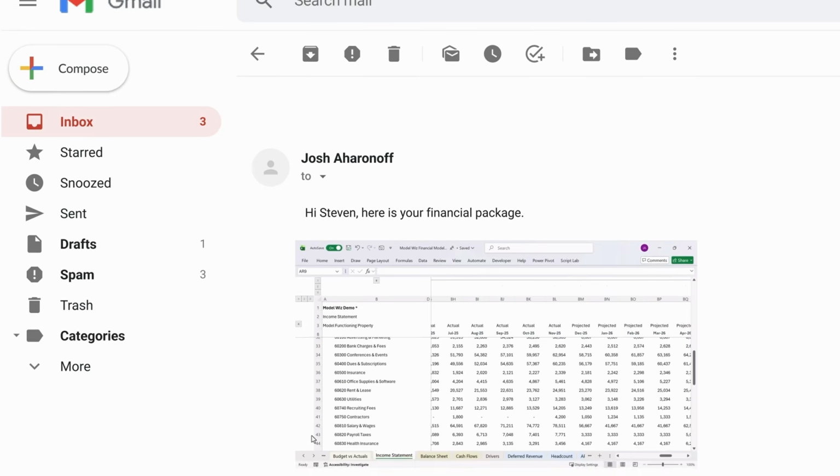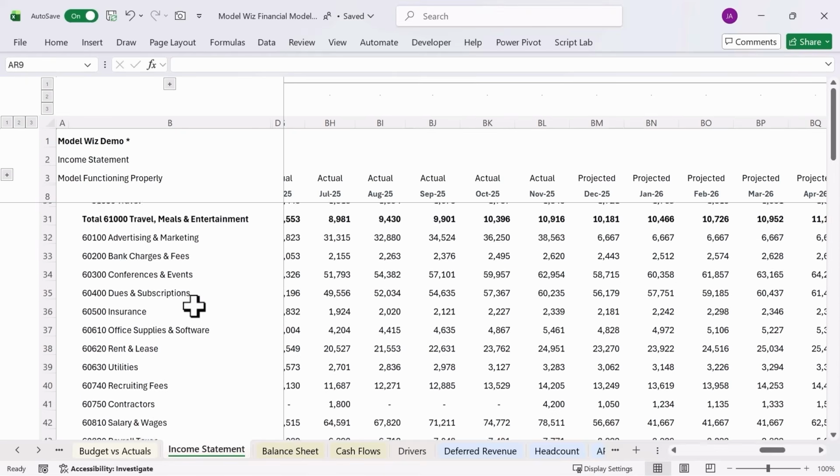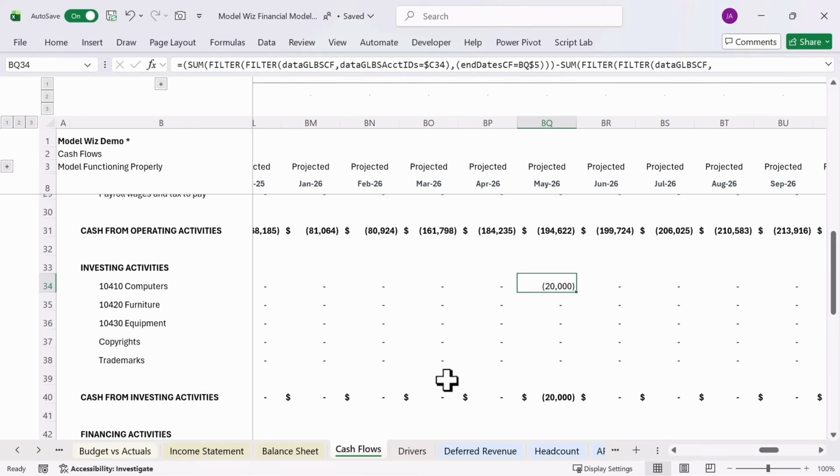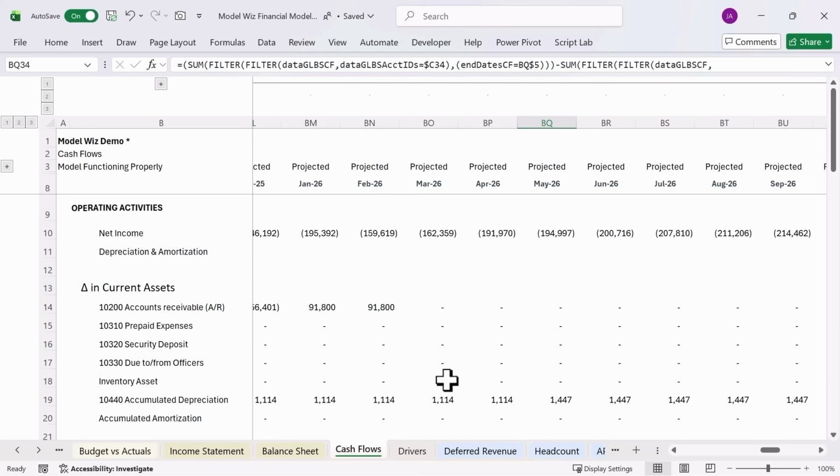They then fire off an email to a client saying, hey, here is a financial package. And that financial package looks something like this. It's a detailed income statement, it's a detailed balance sheet, and it's a detailed statement of cash flows. Does this contain a lot of great information about where the company has been and where it's going? Absolutely. Is this in a format that makes it really easy for someone, especially someone not in finance and accounting, to easily understand? Definitely not.